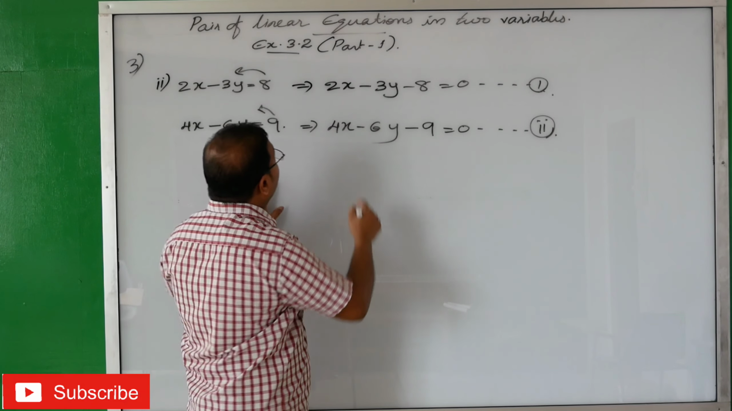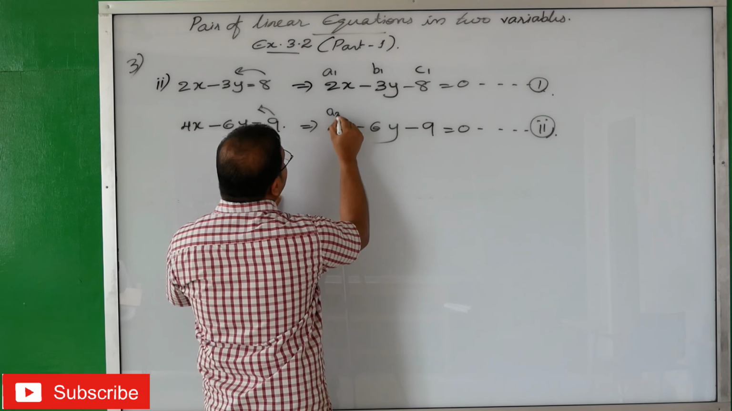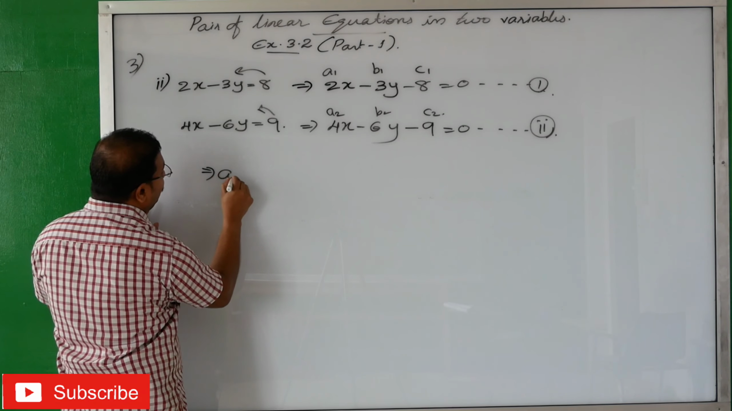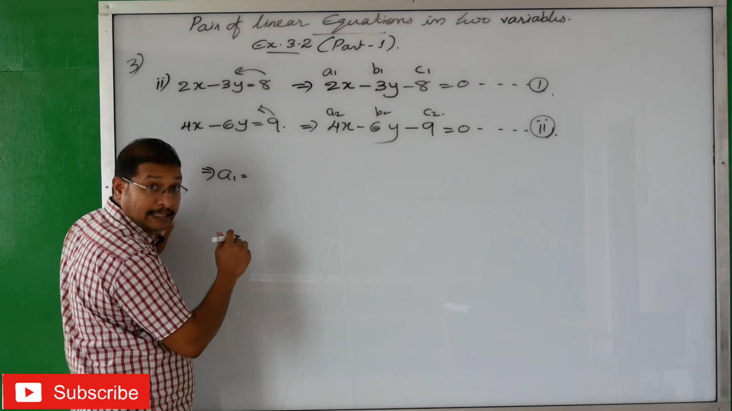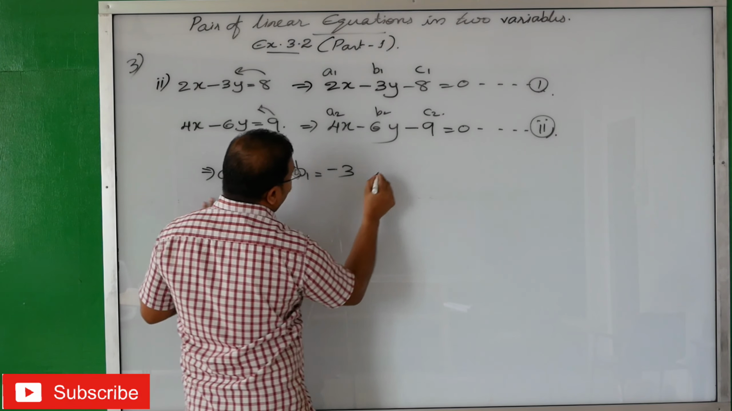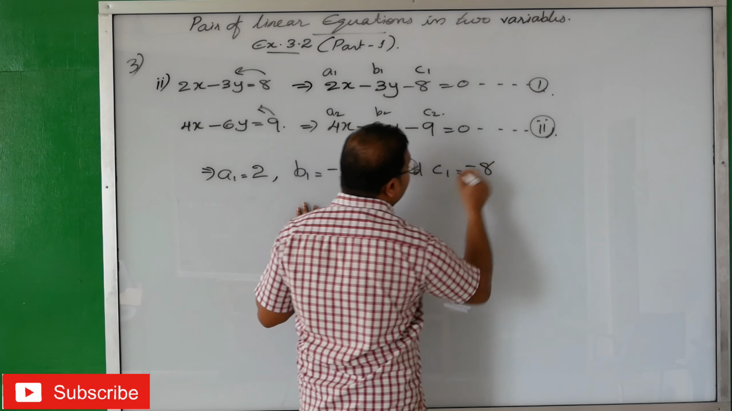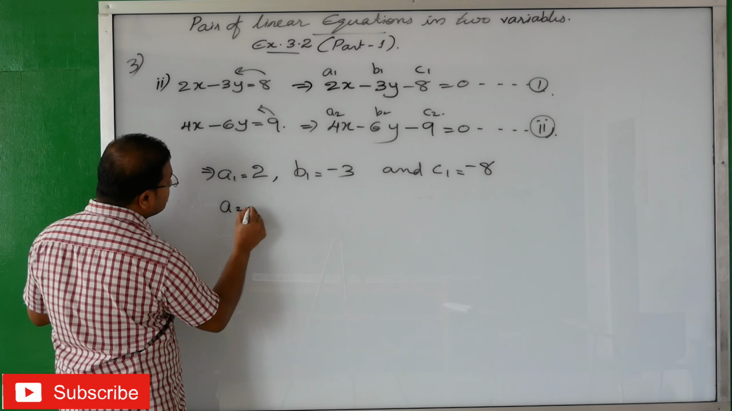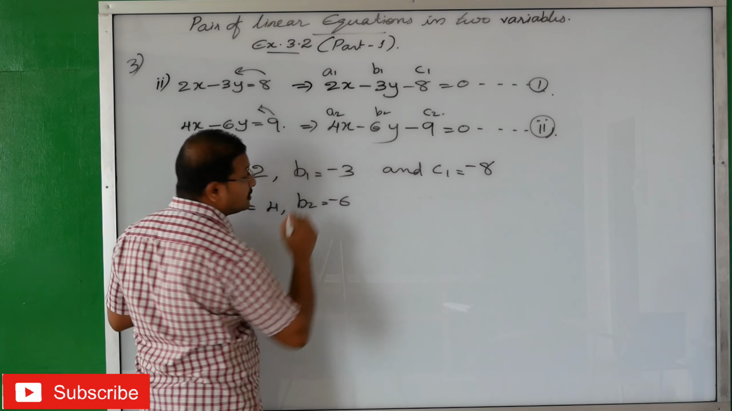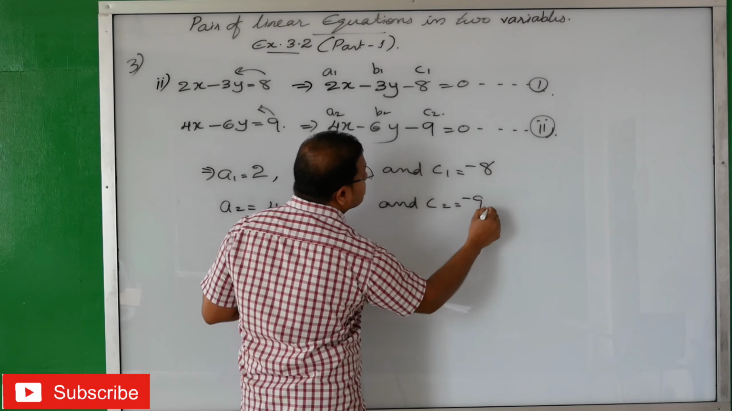From the first equation, we will write A1, B1, C1. From the second equation, we will write A2, B2 and C2. Ready? What is the value of A1? That is 2. And what is the value of B1? That is minus 3. And what is the value of C1? That is minus 8. Now we will go for A2. What is the value of A2? A2 is 4 and B2 is minus 6. And C2 is minus 9.